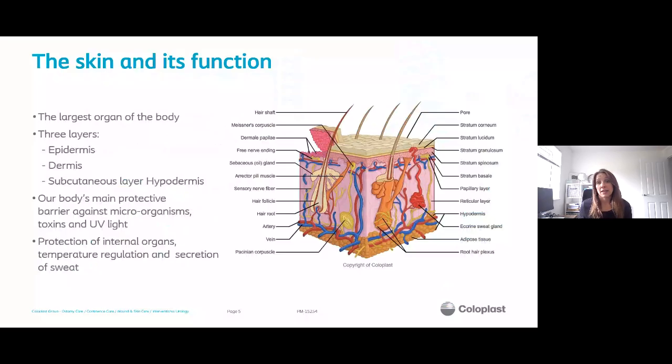So the skin and its function. The skin is the largest organ in the body and it has three key areas that we're going to be thinking about today: the epidermis, the dermis and the subcutaneous layer. The skin is the main protective function and barrier in the body against microorganisms, toxins and UV light. It helps to protect the internal organs, helps to regulate temperature, and also produces the secretion of sweat.